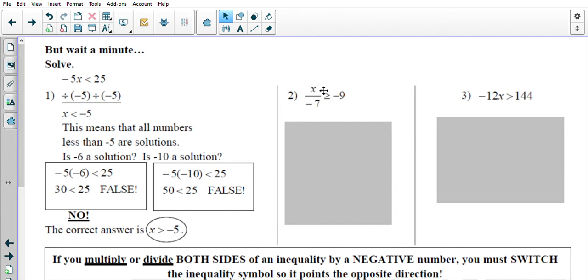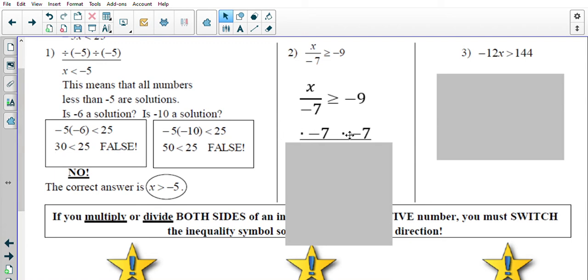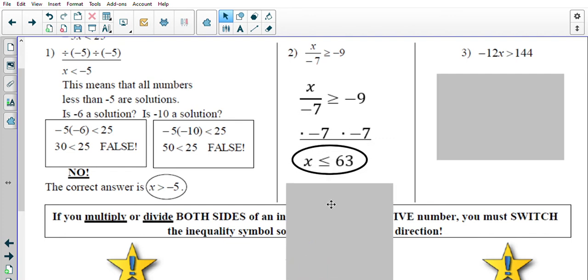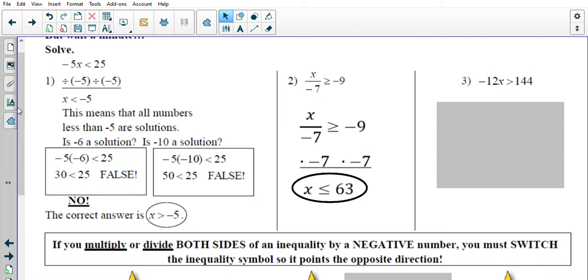X over negative 7 is greater than or equal to negative 9. The inverse of dividing by negative 7 is to multiply by negative 7. But I multiplied both sides by a negative number. It doesn't matter if the answer is negative. It matters that what we did to both sides was multiplied or divided by a negative, which I did here. I must flip my inequality symbol around. So it becomes x is less than or equal to negative 9 times negative 7 is positive 63. Notice how I flipped my inequality symbol around so it points the opposite direction. It changes the meaning of the inequality, which is important here for our solution to be correct.